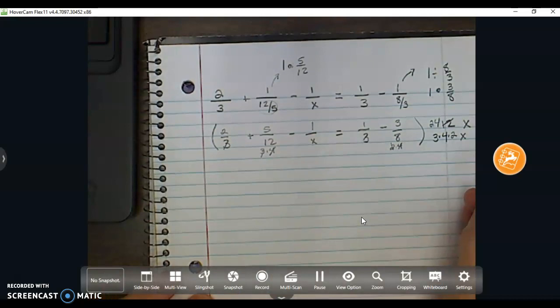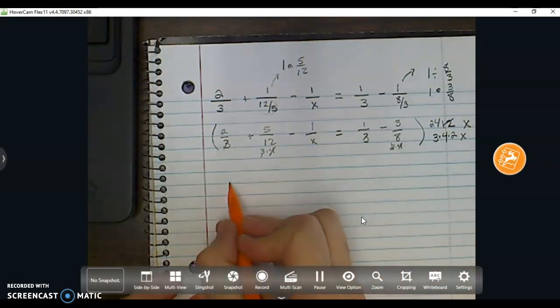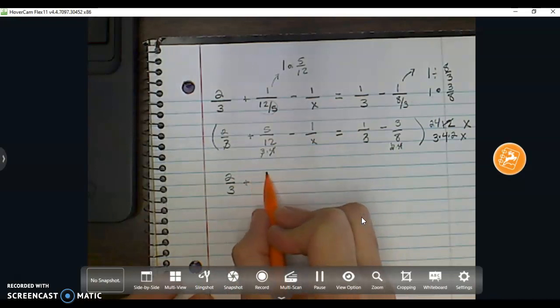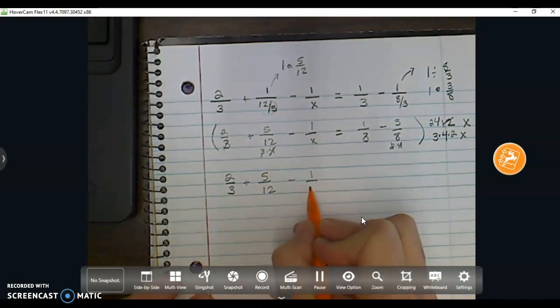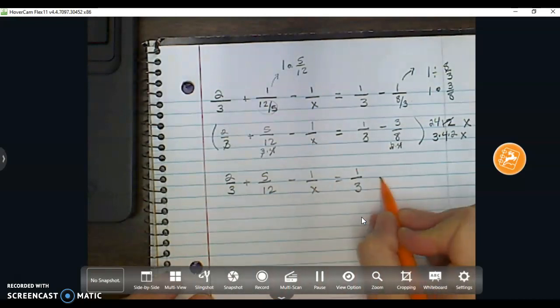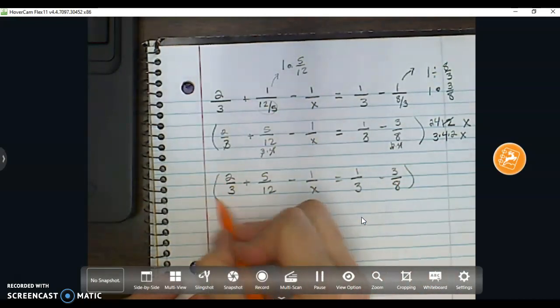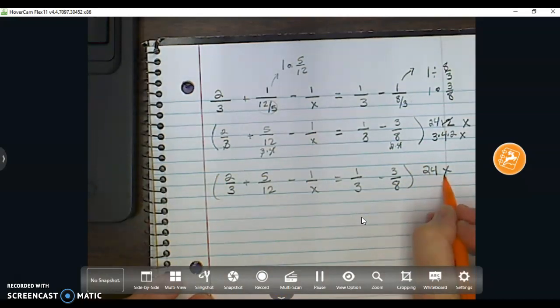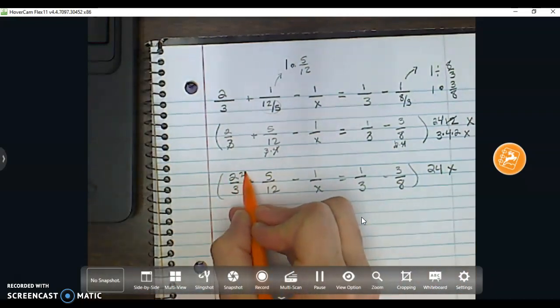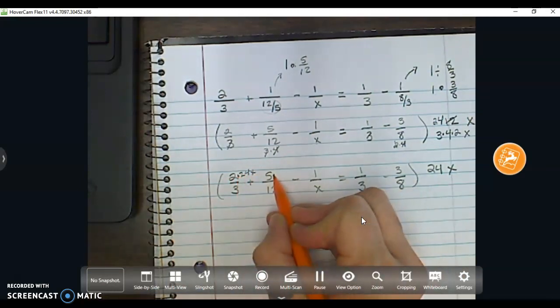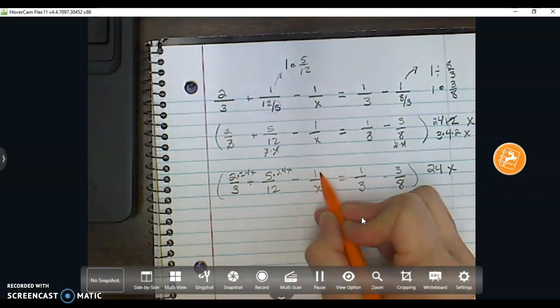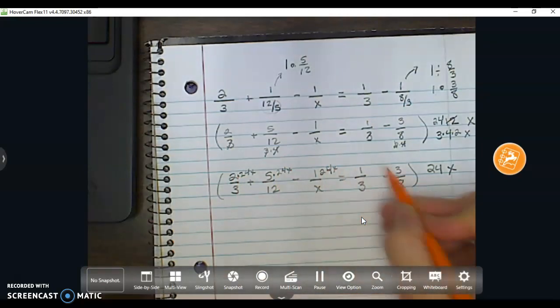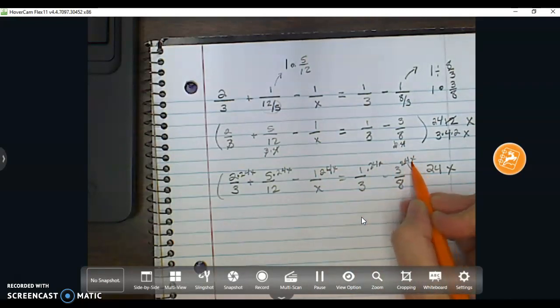I'm going to multiply through by that least common denominator. Alright, so every term, and I've marked all over that, so I'm just going to copy it back over. The 2/3, the 5/12, the 1 over x, the 1 over 3, and the 3 over 8 are all going to multiply by that 24x. Literally you could just do that times 24x, because we're distributing it.